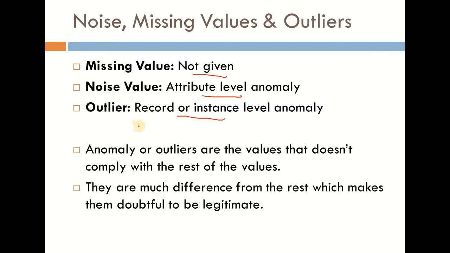Outliers or noise values can also be called anomalies. So what actually are they? These are the values that do not comply with the rest of the values. That is, given a general pattern shown by most of the values of a particular feature, anomalies or outliers do not fall into that particular pattern. They are much different from the rest, which makes them doubtful to be legitimate.